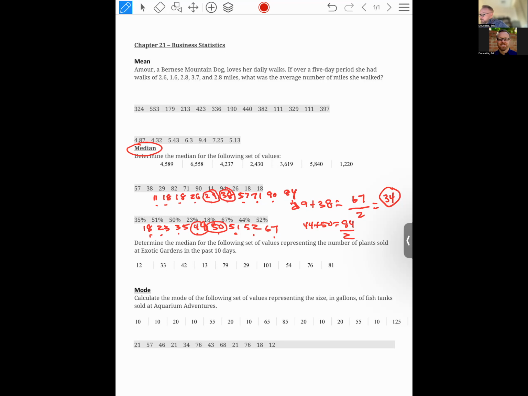I'm too lazy to do it, I'm just going to look it up in the calculator. 94 divided by 2 equals 47. 47 is our median for that set of numbers.